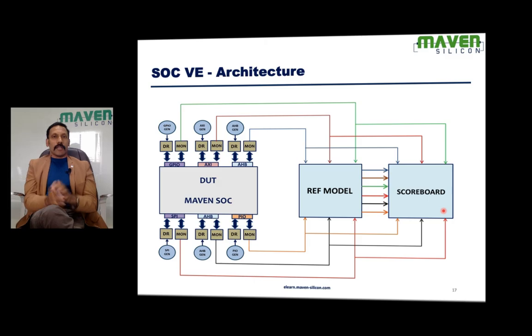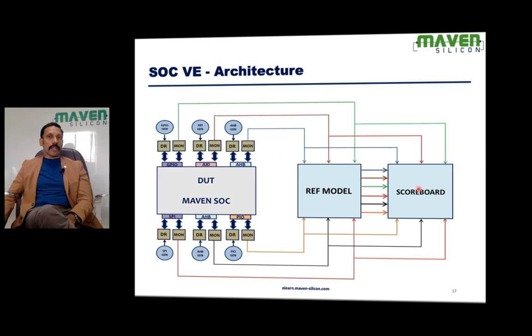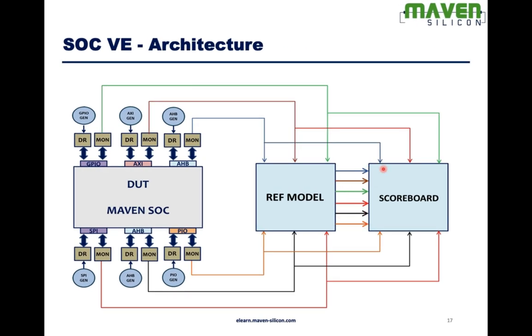Here the important thing is this test bench architecture is very similar to the standard test bench architecture that we discussed. The concept is for every interface we have to create a driver and monitor, and we need to connect the generator with the driver. In this case, the DUT has got multiple interfaces, so we need to create multiple generators. And we connect all the monitors with both the reference model and the scoreboard, and the reference model outputs will be connected with the scoreboard.